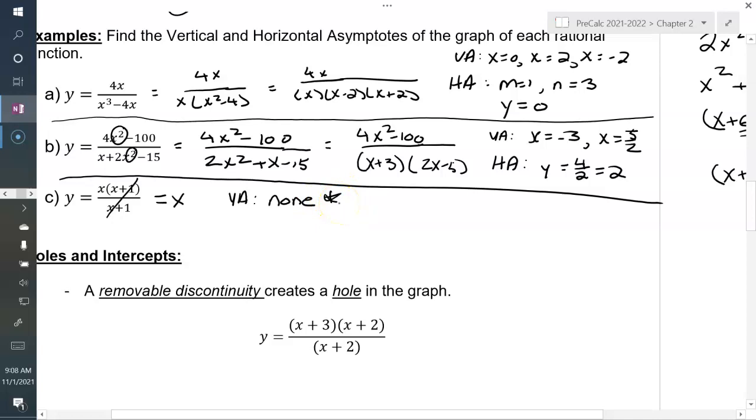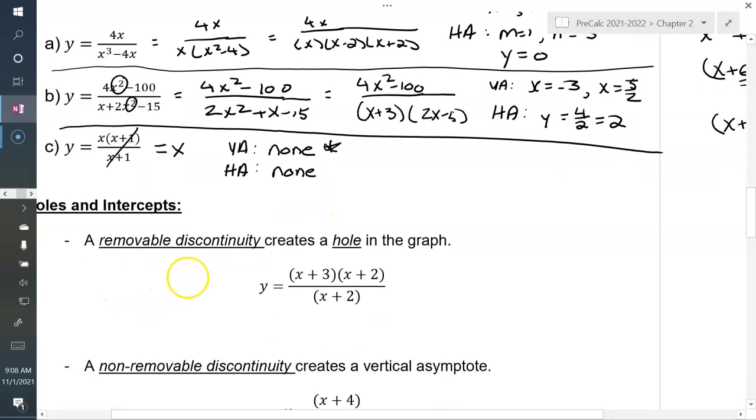And then our horizontal asymptotes, well, the degree of my numerator was 2 because x times x is x squared. The degree of my denominator is only 1. So that means I don't have any horizontal asymptotes either.